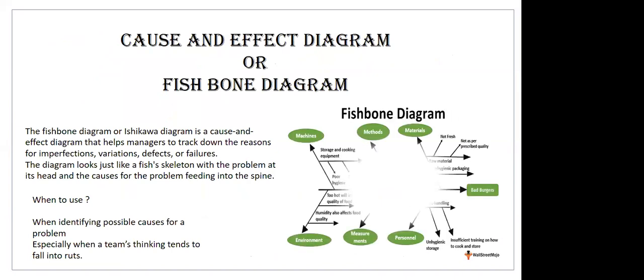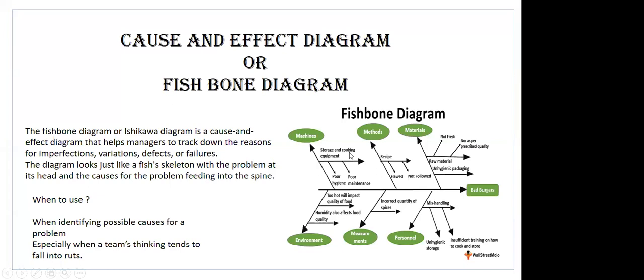A fishbone diagram or an Ishikawa diagram is also called a cause and effect diagram. It helps managers to track down the reasons for imperfections, variations, defects, or failure. This graph looks like a fish skeleton with the problem at the head and the causes for the problem feeding into the spine.